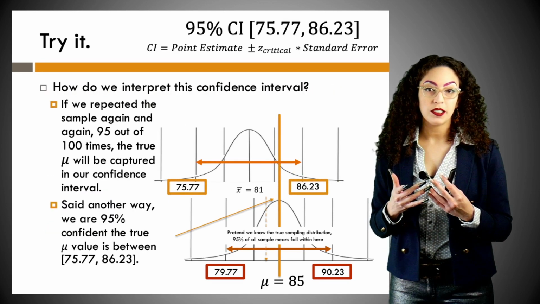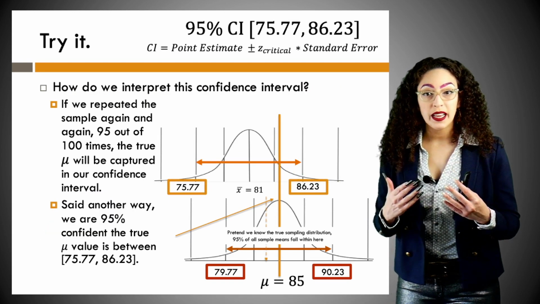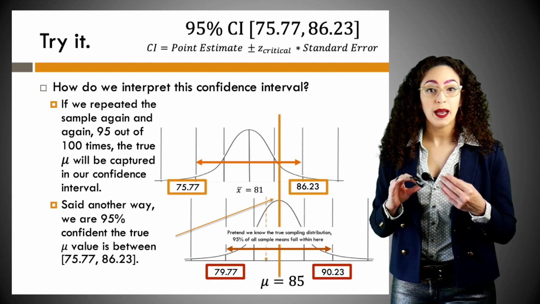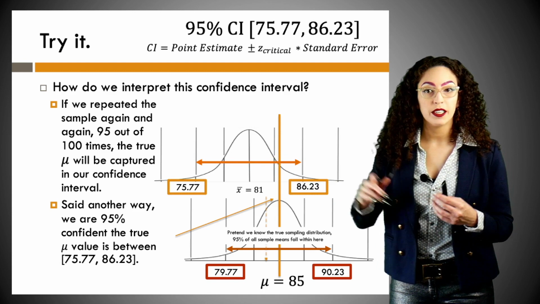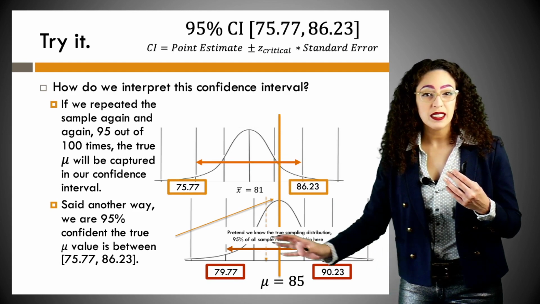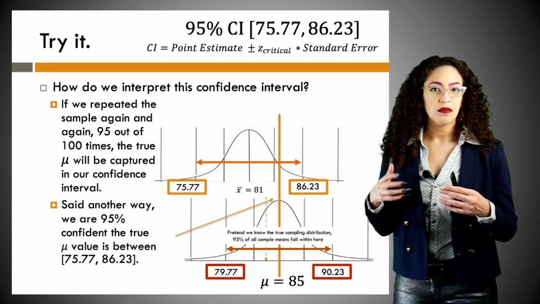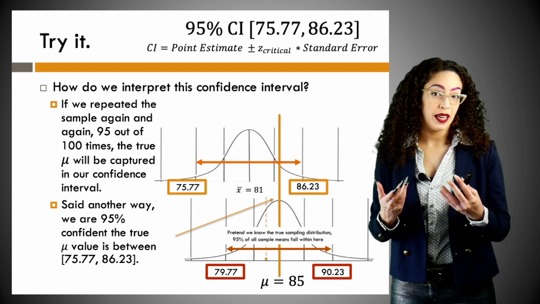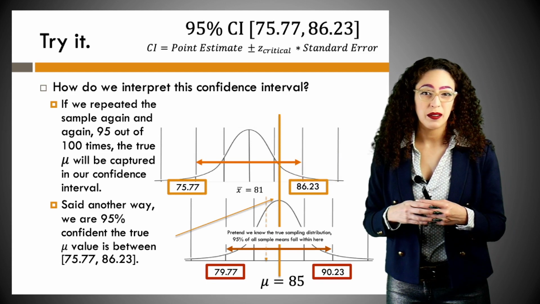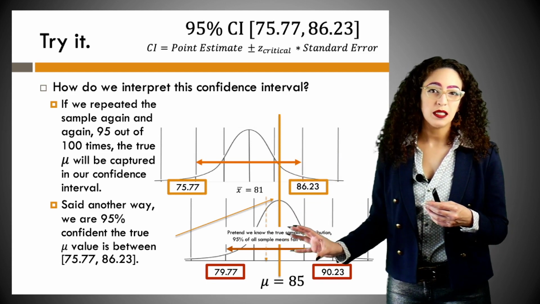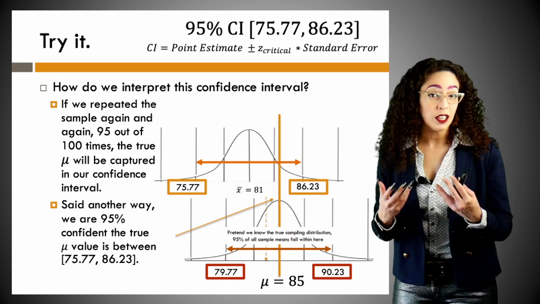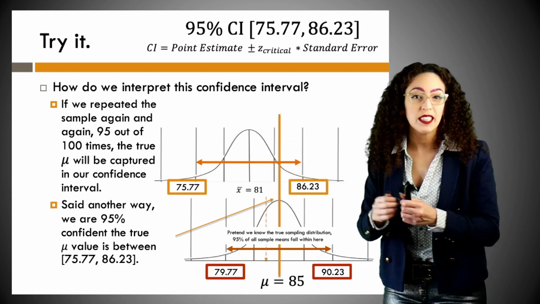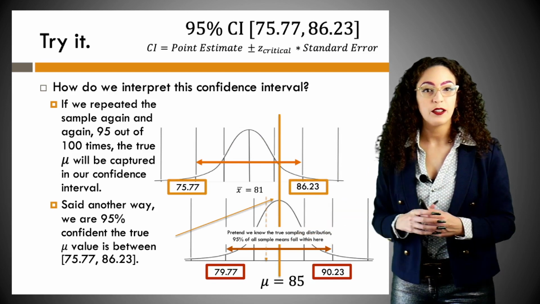So how do we interpret this confidence interval? If we repeat the sample again and again, 95 times out of 100, the true mu will be captured in our confidence interval here. Again, just a reminder, this is completely theoretical. It doesn't exist in isolation. It depends on your sample and the sample size that you take, as well as the point estimate that you calculate. So you would never actually know this. But for the sake of learning, I hope that it helps you get this idea that confidence intervals give us a wider net to hopefully catch that truth.